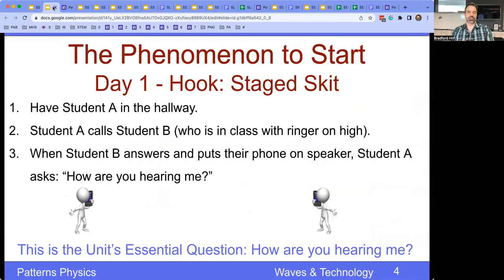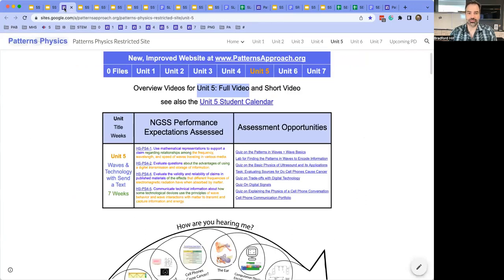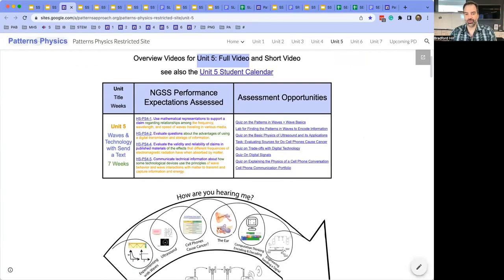But one other one I just want to lead with is the phenomena. How do we start this unit? Literally day one, right away, have a student in the hallway, they call someone still in your classroom. They answer it, super awkward, even put it on speakerphone. And then that kid in the hallway says, "How are you hearing me?" And that is our essential question for this unit. How are you hearing me?